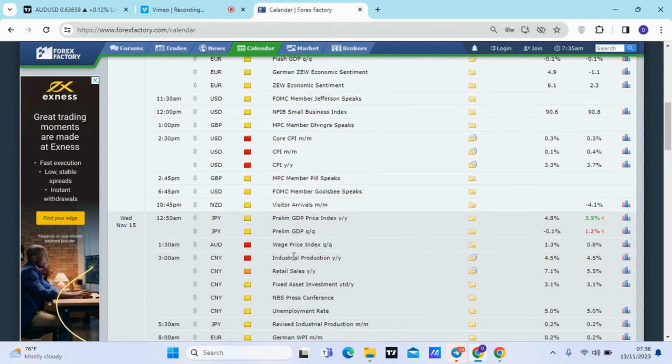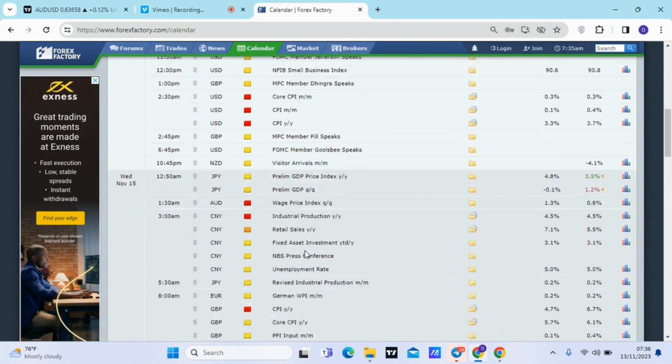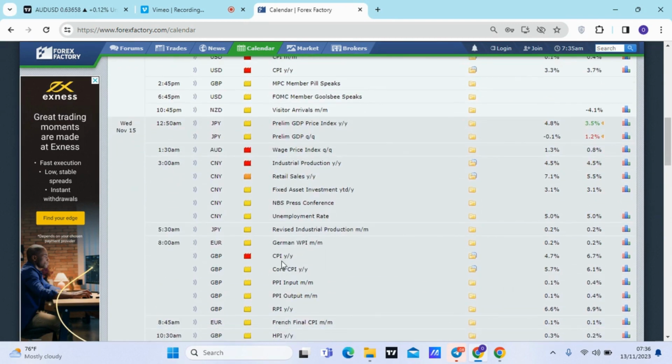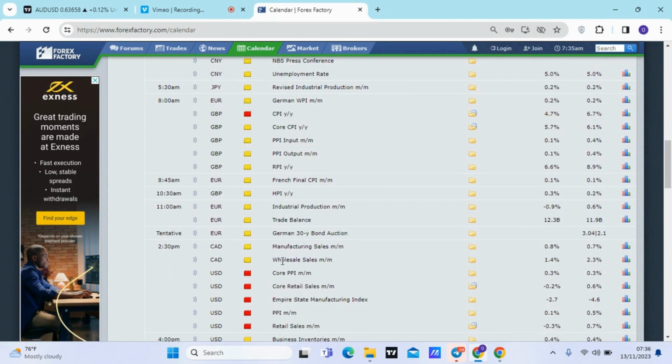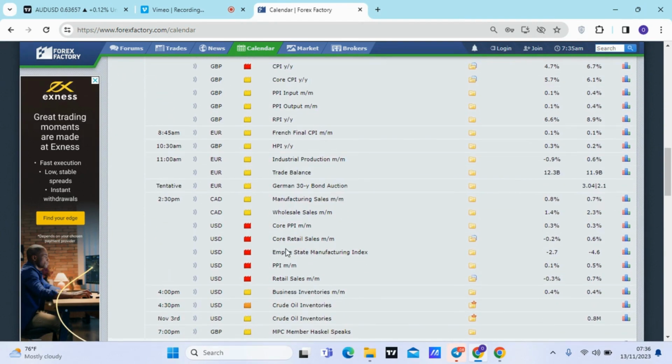Then after that, we have the CPI again for GBPUSD, I think on Wednesday. And so yeah, we have the core CPI, core retail sales, and the Empire State Manufacturing Index. So yeah, that'll be all for this week, guys.